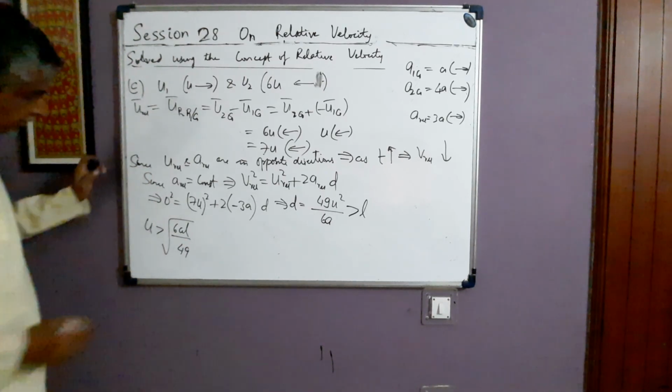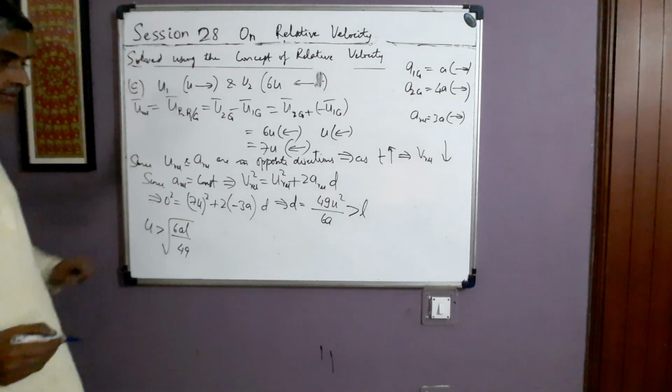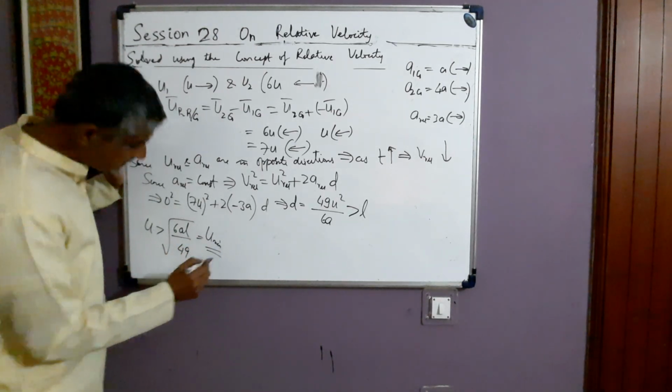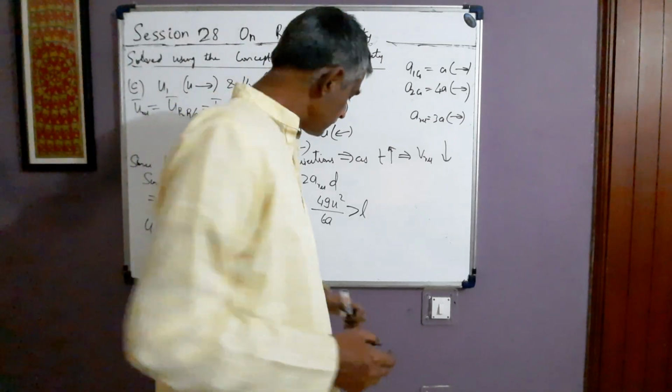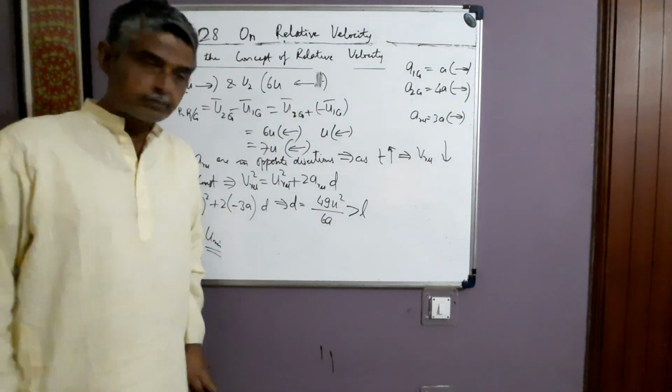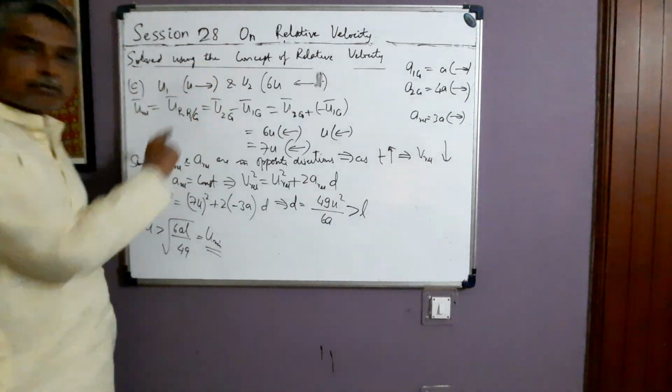So U should exceed this quantity, root under 6AL by 49. This is the minimum value of U in part C of the question. So in part C, minimum U should be root under 6AL by 49. So this is the 20th session of relative velocity.